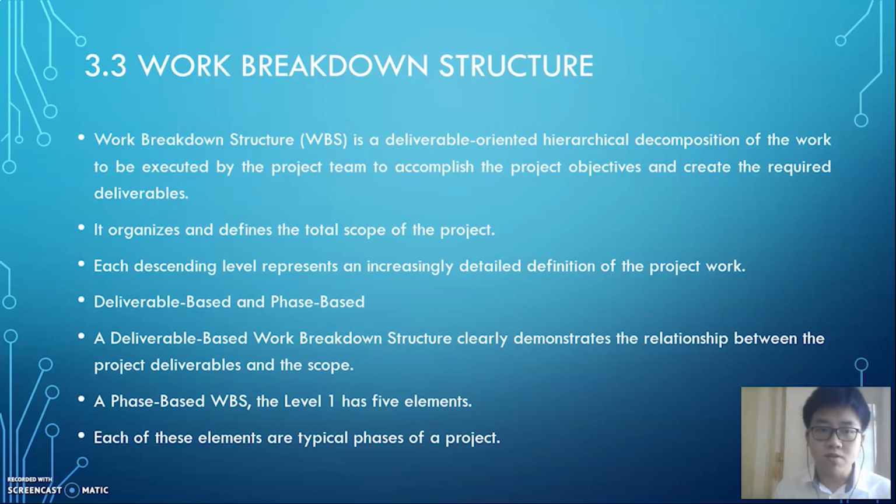Work breakdown structure has two types, which are deliverable-based and phase-based. A deliverable-based work breakdown structure clearly demonstrates the relationship between the project deliverable and the scope. A phase-based WBS is one in which level 1 has 5 elements, and each of these elements are typical phases of a project.